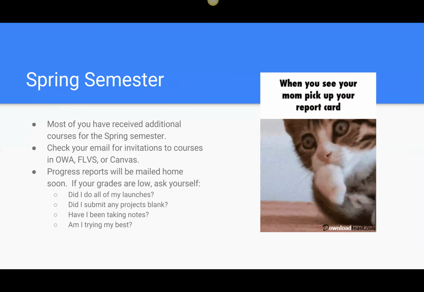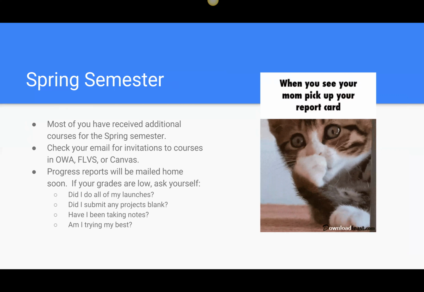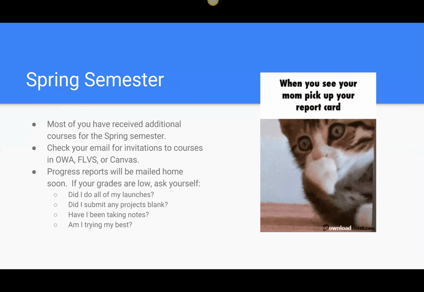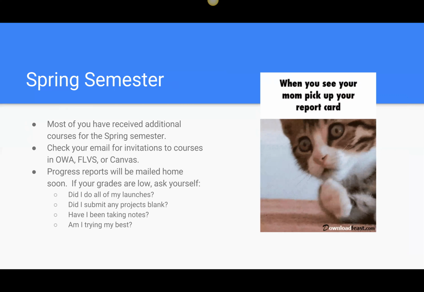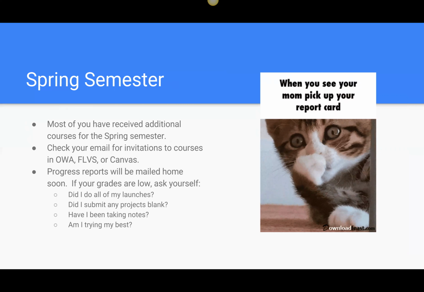If you are grades 9 through 12, most of you would have received an additional course, some form of an elective this semester. So make sure you're checking your email regularly and getting in and starting those courses. Your progress reports will be mailed home soon.